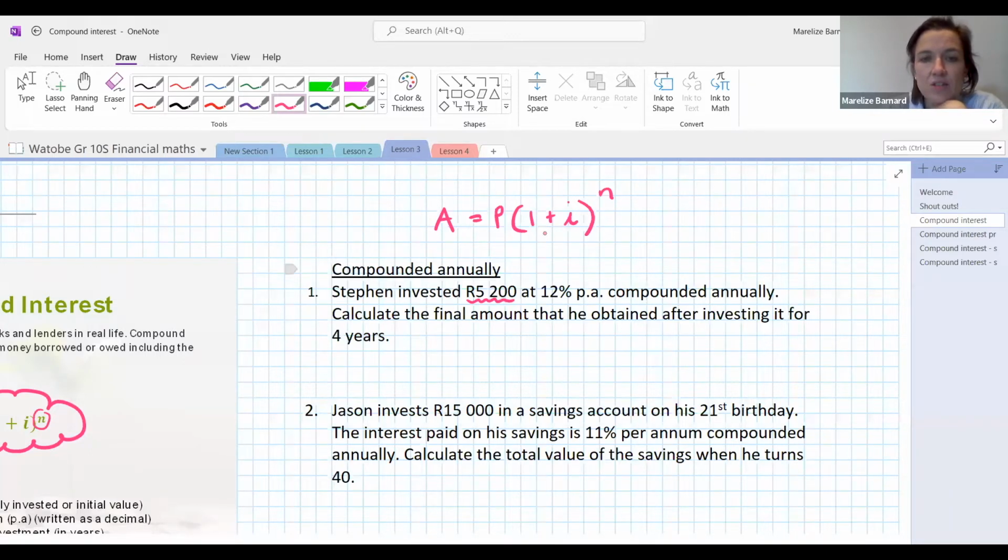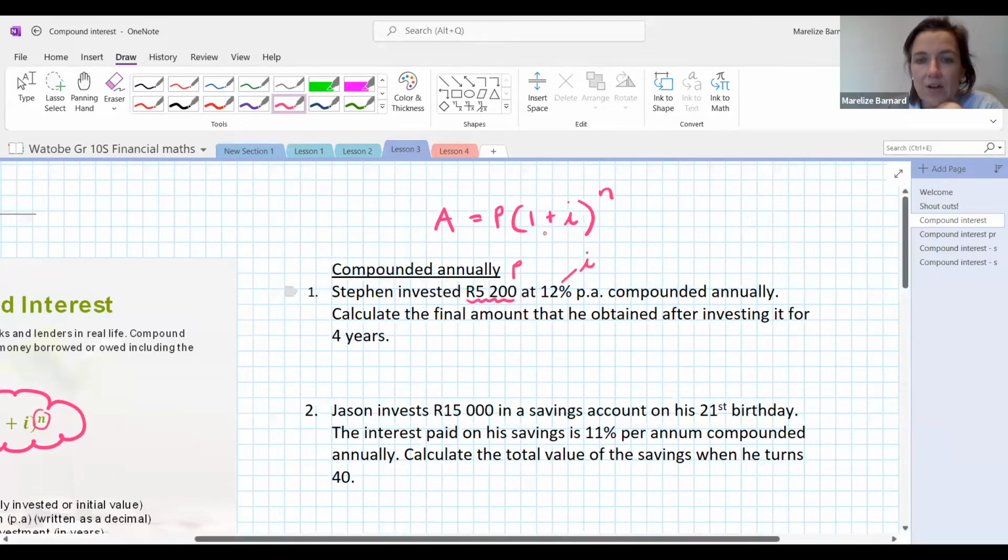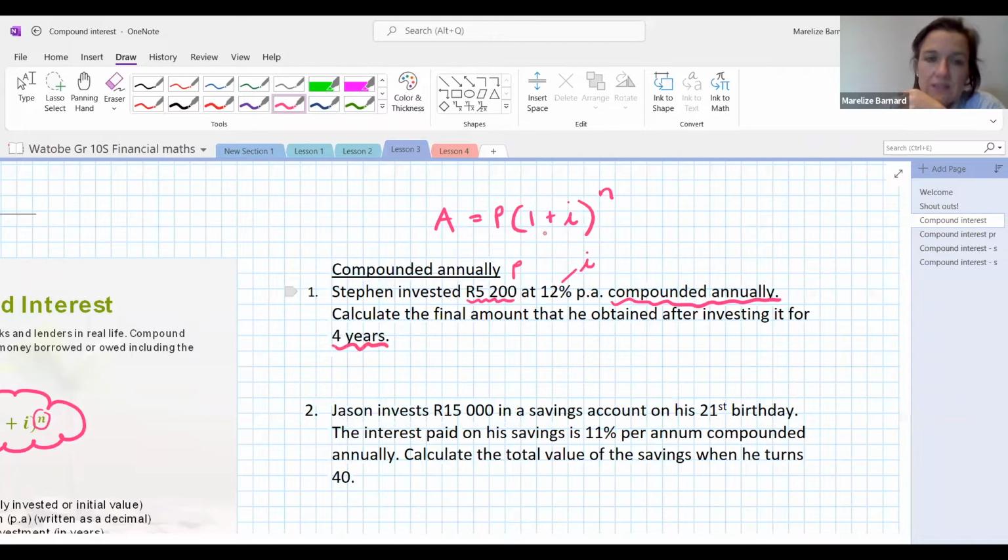So 5,200, that's what we start off with. 12% is I, our interest rate. It's compounded annually, and this is important. That's the number of years, that's going to be N. Okay, so let's work this out. Pop your answer in the chat when you are ready. Use our formula to do that.